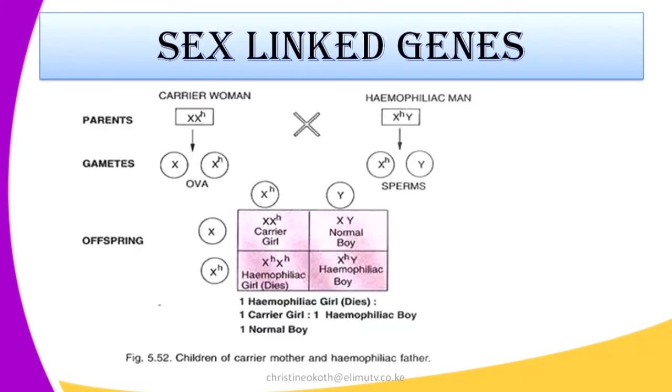Another example is a cross between a carrier woman and a hemophilic man. A carrier woman will have both capital H and a small h, and the hemophilic man will have the small h, denoting that he has the hemophilic gene. So when you do the crossover, first you'll get a carrier girl who has the small h and the capital H. Then you'll have a normal boy that does not have any of the hemophilic gene. Then the third cross, we're using the Punnett square.